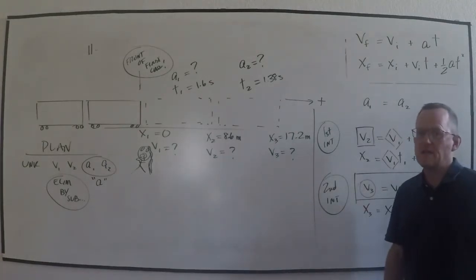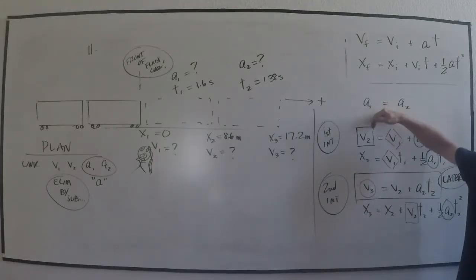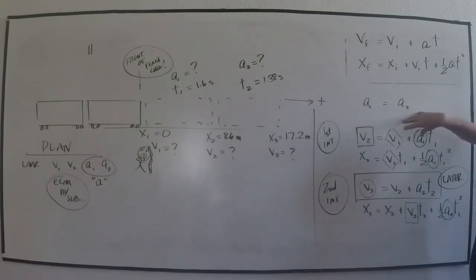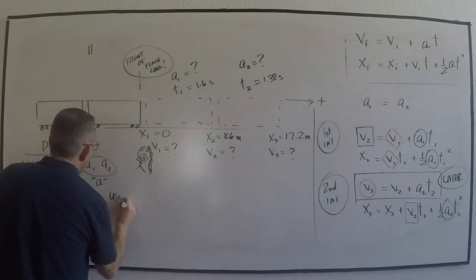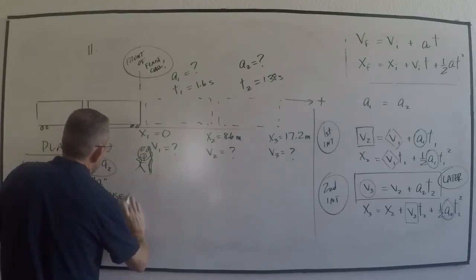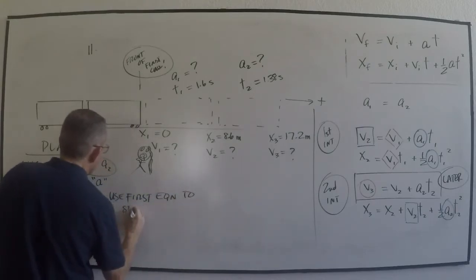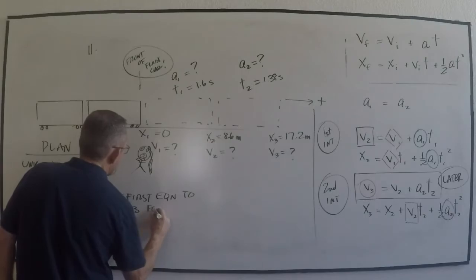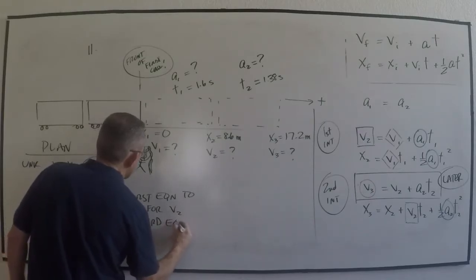I'll tell you what I see. I see this equation is begging to be used for a substitution. This equation says, look, I'm right here. V2 equals this stuff, right? Don't even have to move it around. What if we just use this to sub for V2 right here? So what if our plan is to use the first equation to sub for V2 in the third equation?